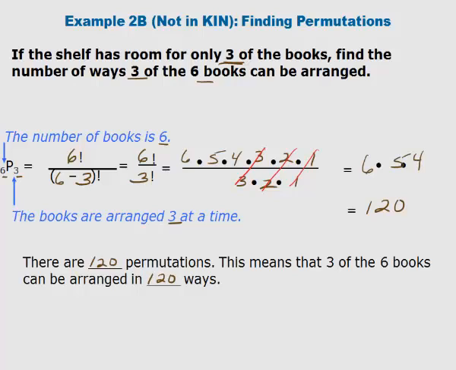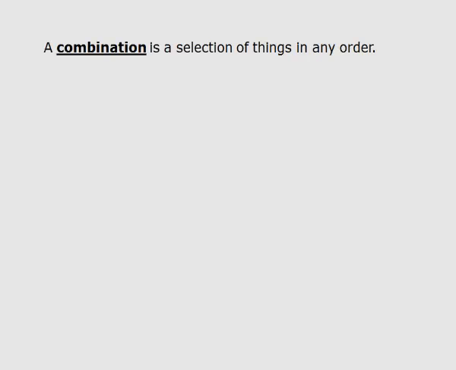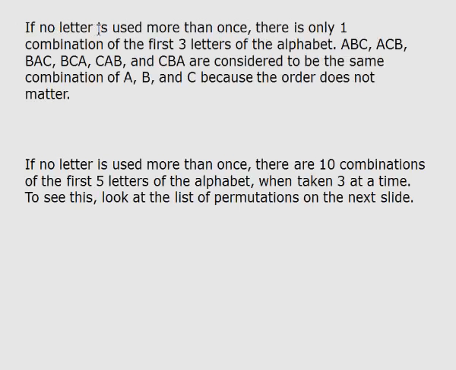Now I told you we were going to learn about permutations and combinations. What's a combination? It's a selection of things in any order. If no letter is used more than once, there's only one combination of the first 3 letters of the alphabet. ABC, ACB, BAC, BCA, CAB, and CBA are considered to be the same combination of A, B, and C because the order does not matter. Combinations, the order does not matter.